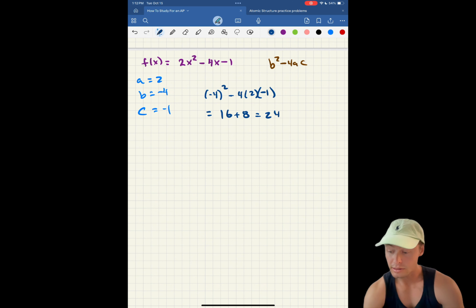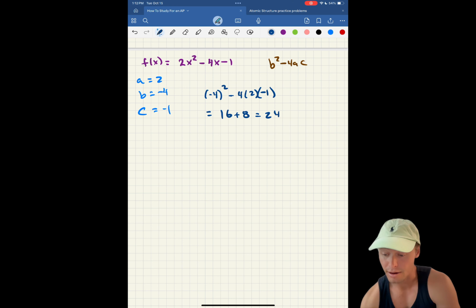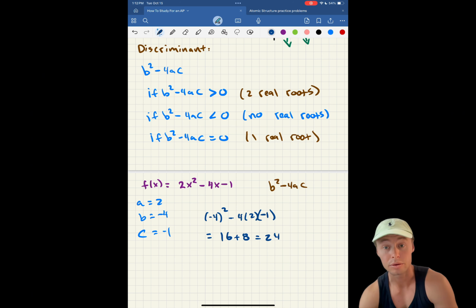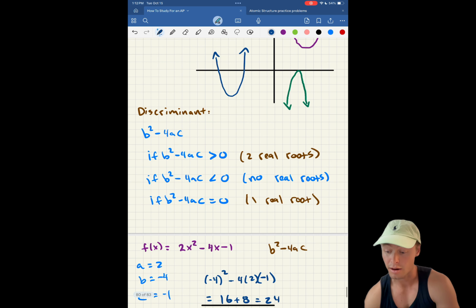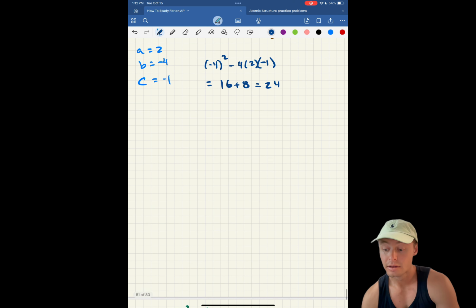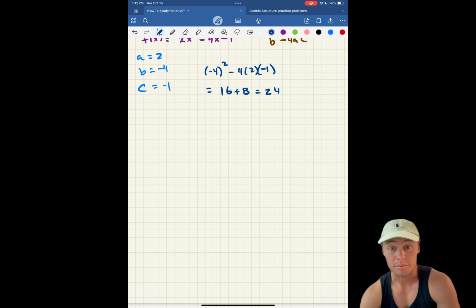Okay, great. So my discriminant in this case is positive. It's greater than 0. And if you look up here, if b squared minus 4ac is greater than 0, what happens? We have 2 real roots. So that means our parabola is going to cross the x-axis twice. So now we know that, let's actually go ahead and apply the formula.